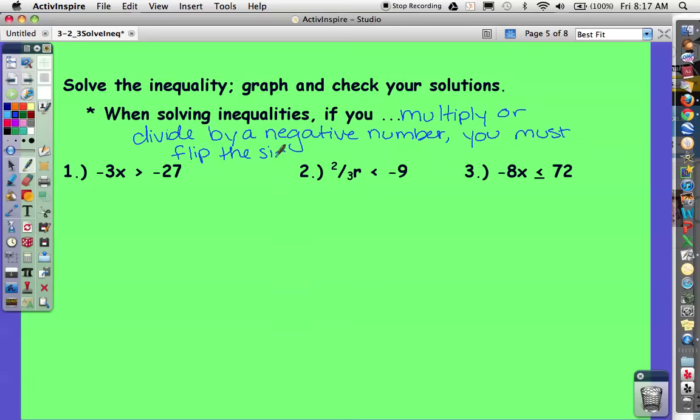But I want to know why we have to do this. So we know the rule. A lot of you already have an understanding of that. But why? Why does that happen? Why do we need to do this? Why can't it just work out where you just keep it the same?